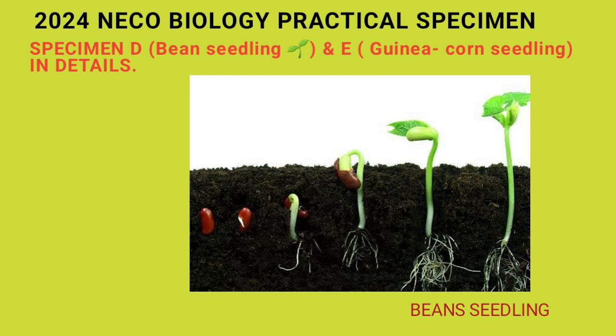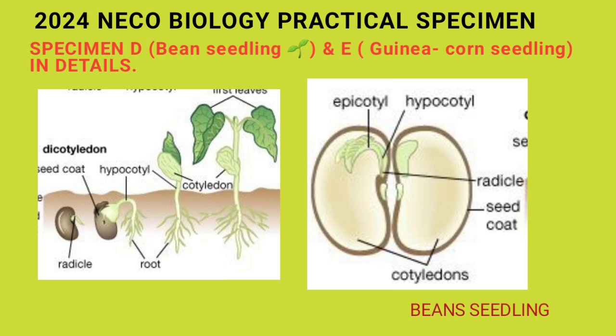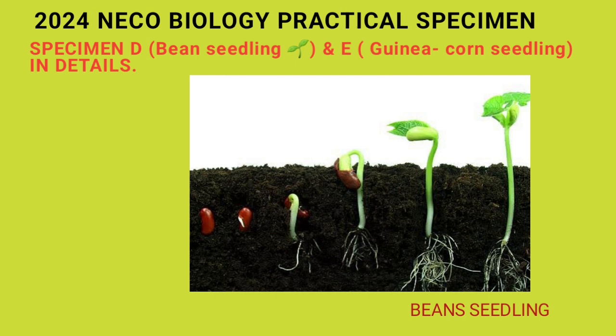Now, you need to know some things. When a Guinea corn, which is a monocot, and beans, which is a dicot, are growing, there are some features you see in the maize that you don't see in the dicot, which is the beans. So these are the features I want us to look at and note as observable features, which they will most likely ask you, and also know their functions. You get? So let's go.